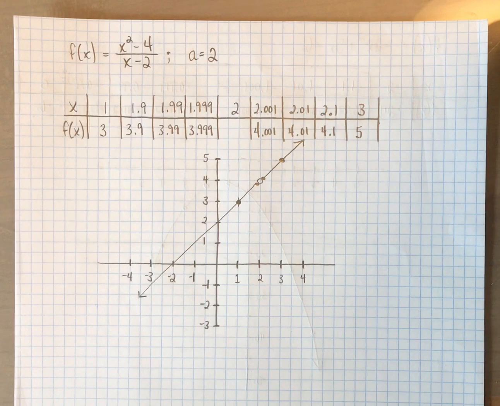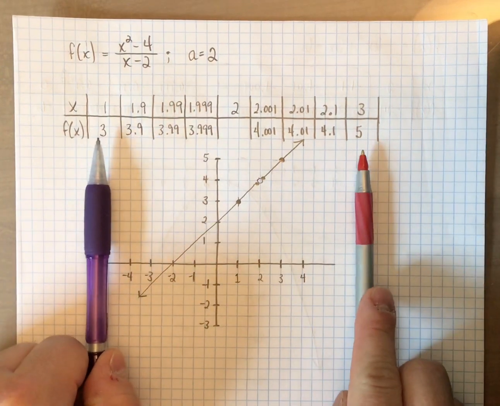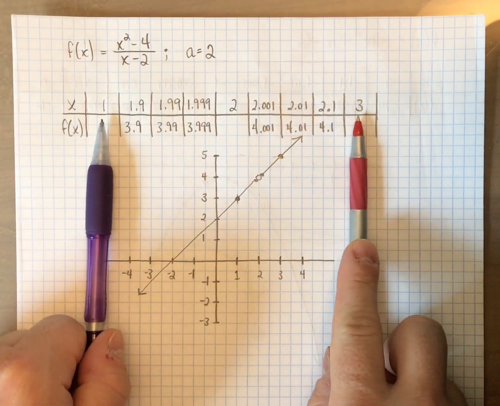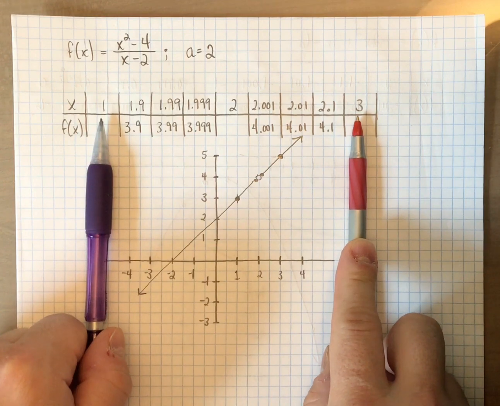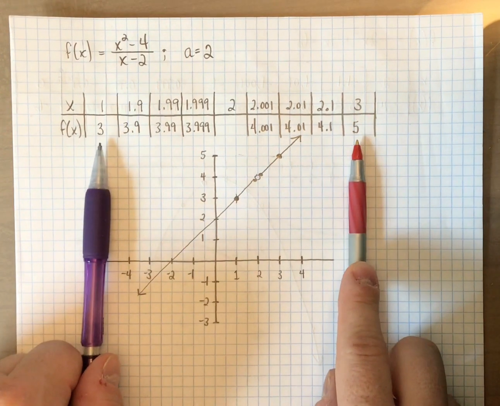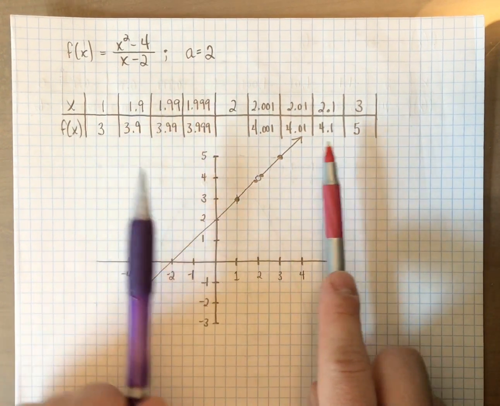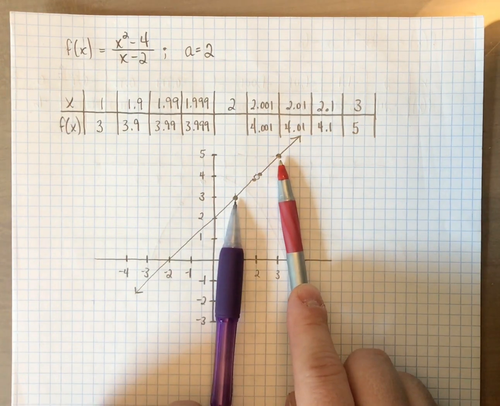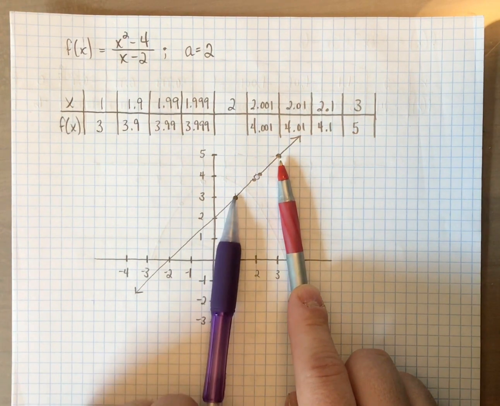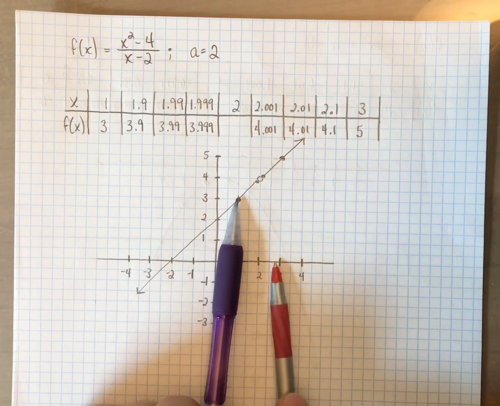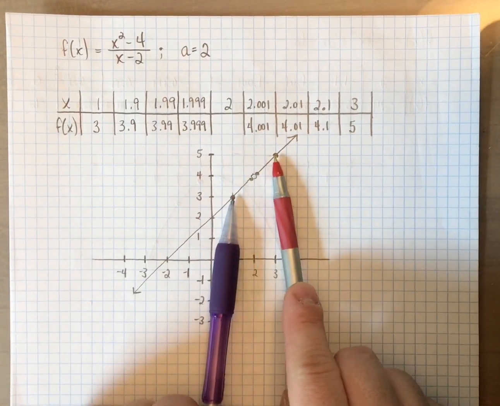Now, the idea here is to look at the limit from a graphical point of view. So what the table does is it takes an x value the same distance to each side of the target and finds the y value that goes with it. Those 2 points actually correspond to these 2 points. X is 1, y is 3. X is 3, y is 5.